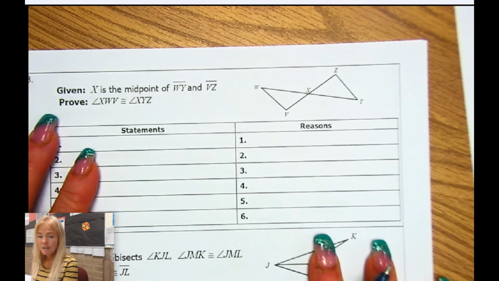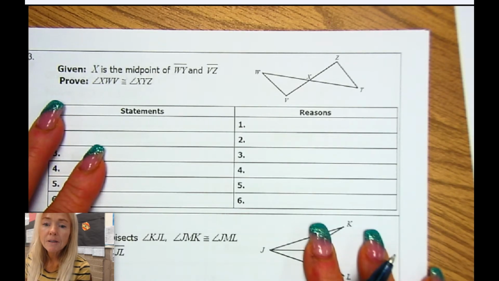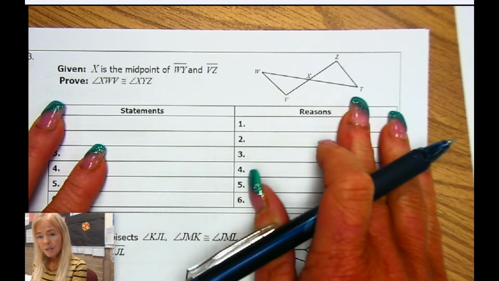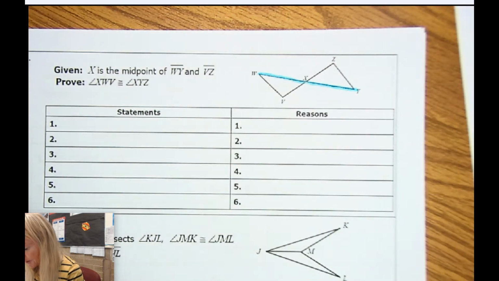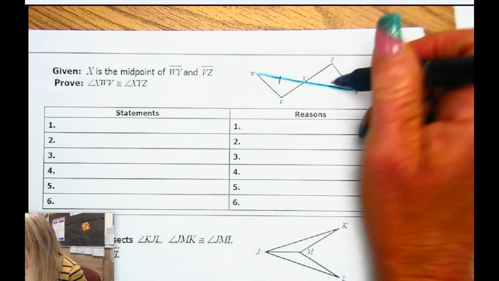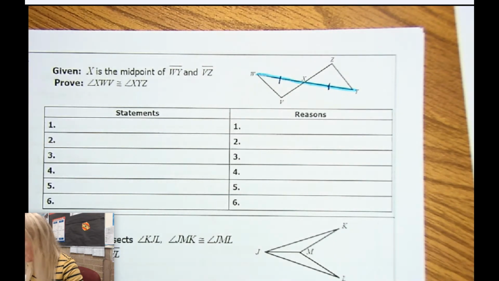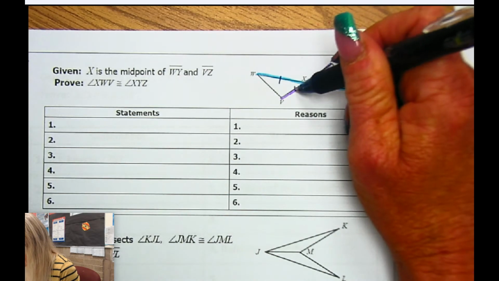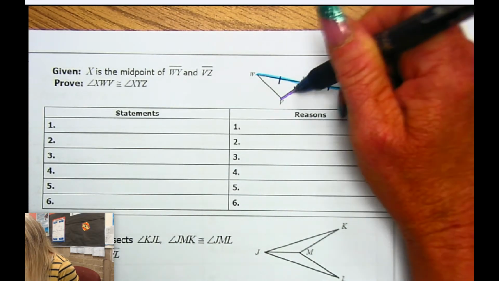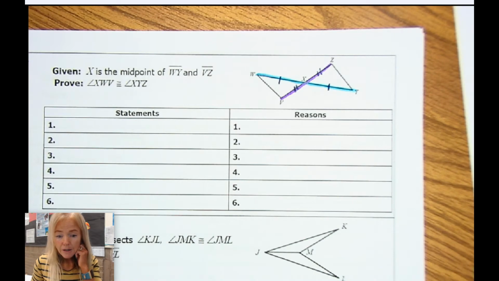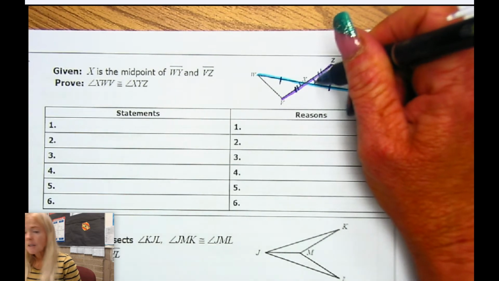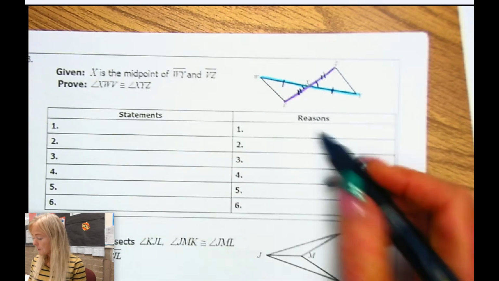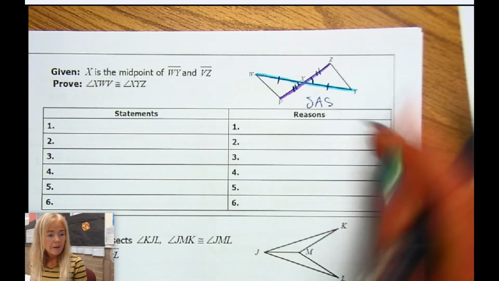Number 3, again, analyze and mark. So X is the midpoint of both YW and VZ. So we have YW, meaning that WX and XY will be congruent, and VZ. So VX and ZX will be congruent. Oh, I better give them a double mark, set them apart. All right, the only other thing that we don't have, but we still know, we're expected to know, is our vertical angles are congruent. So this one is a side angle side, right?